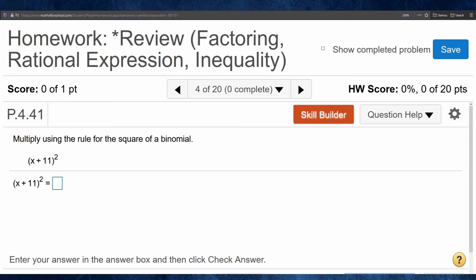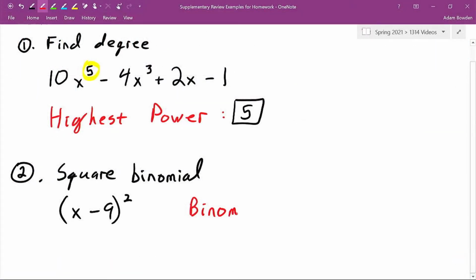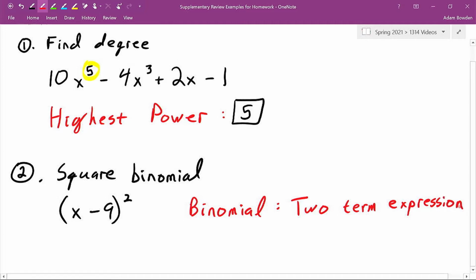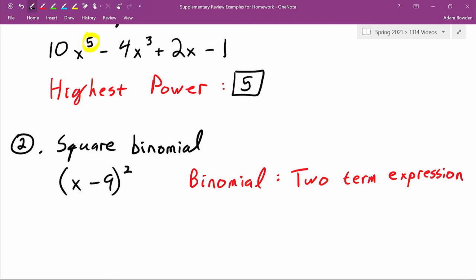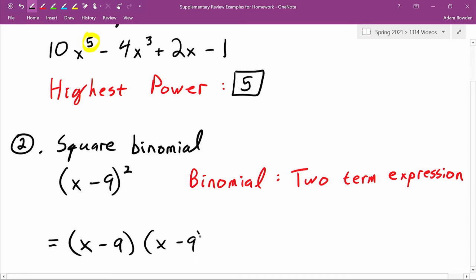On a question like this, it says multiply using the rule for the square of a binomial. Now, a binomial is a two-termed expression. So that's what we're squaring here, in this case, x minus 9. That's two terms, and so that's what we call a binomial. To square a binomial, you have to multiply it by itself. So it'd be x minus 9 times x minus 9.